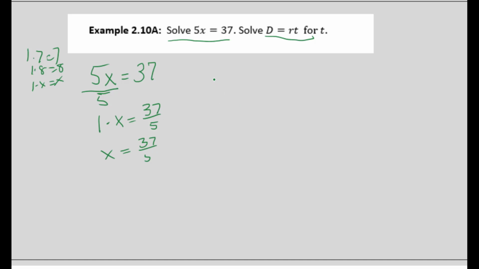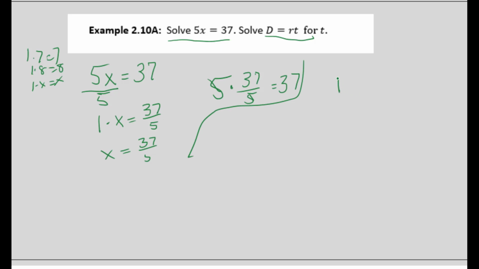So in other words, if I take 5x and multiply it by 37/5, I'm going to get 37. How can I do that? Well, how about 5 divided by 5 is 1, and 1 times 37 is 37. So there's proof of that one.